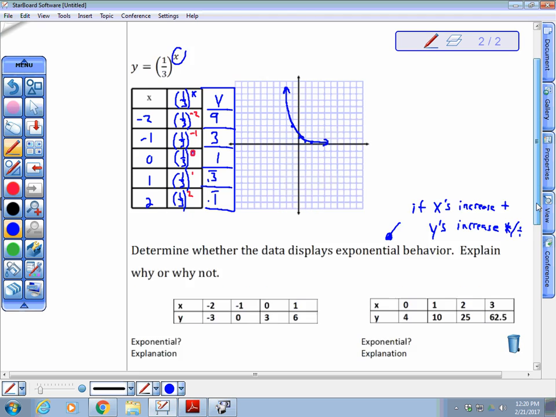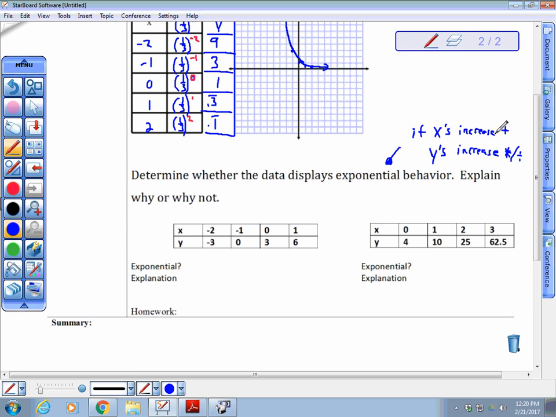Now as far as the next part, which one shows exponential behavior? That is, if the x's increase by a constant plus, the y's will increase with a constant multiplication or division. Now it could be a decrease if it's dividing. So is this one exponential? Well, the x's do increase by 1, and the y values seem to be increasing by 3. That would be an increase of plus 3. So it's a no, because as x's increase by plus 1, the y's increase by plus 3, and since it's a plus instead of a multiplication, that is not exponential, more linear actually.